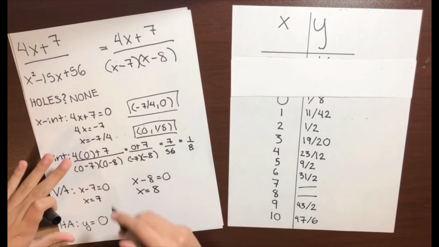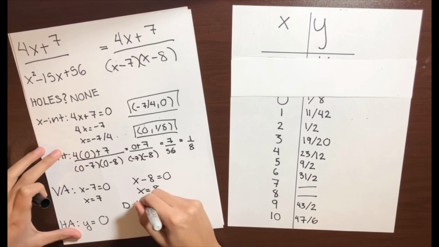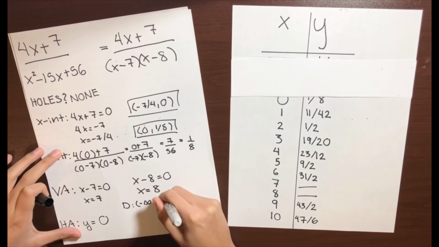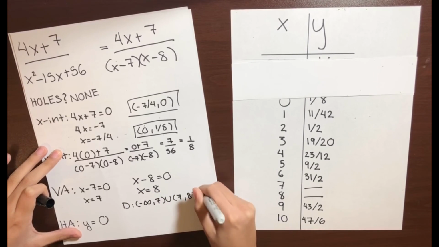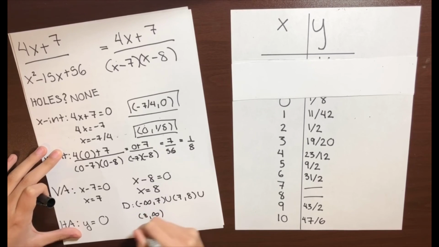The domain will be negative infinity to 7, union, 7 to 8, union, 8 to infinity. The range will be negative infinity to 0, union, 0 to infinity.